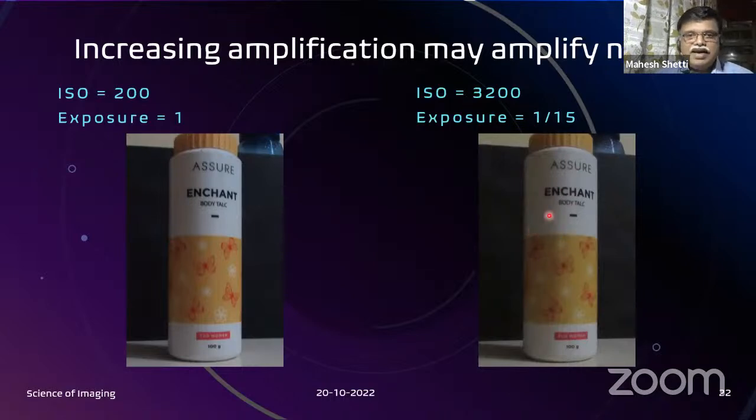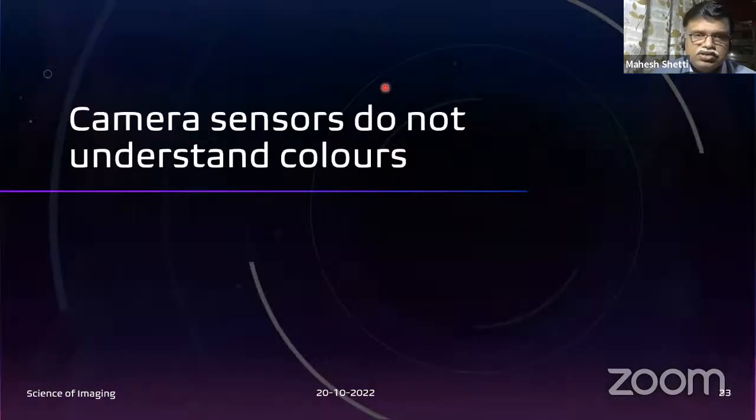So all this becomes relevant when you are clicking pictures in low light conditions. You can increase the amount of light by increasing the aperture. You can increase the amount of light by decreasing the shutter speed, which is increasing the shutter open time. Or you can also increase the amount of light effectively by increasing the amplification of whatever light is received. Everything with pros and cons.